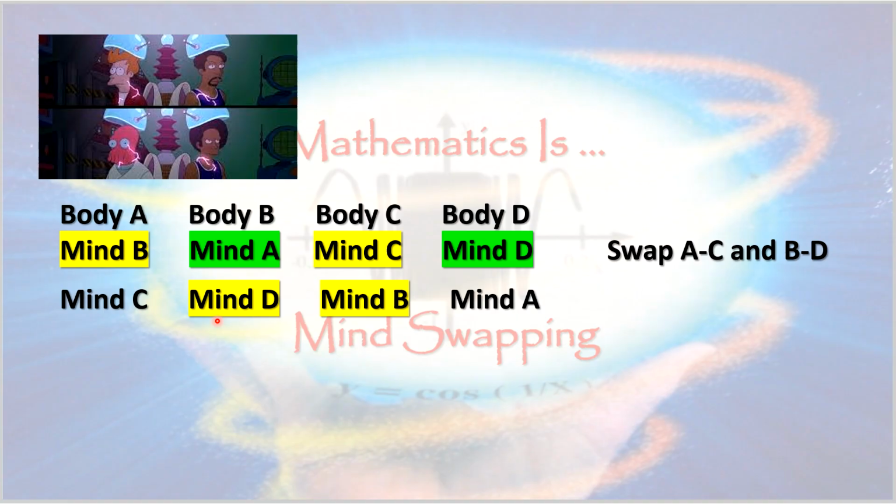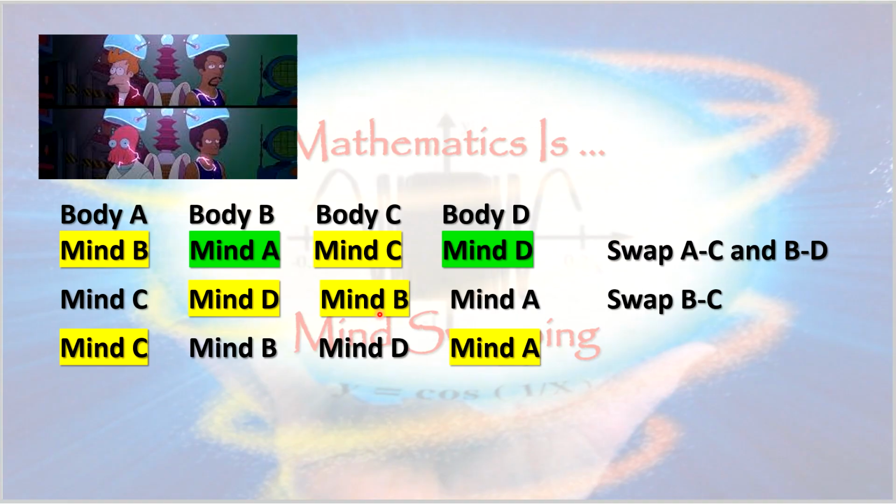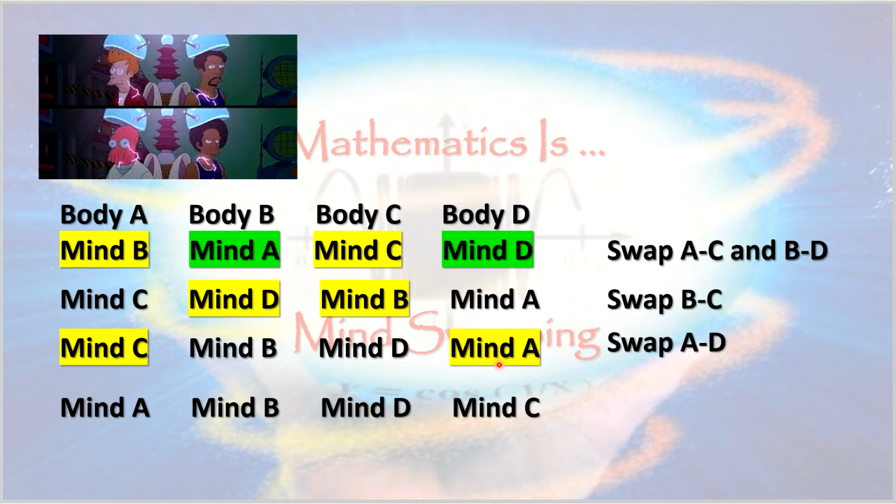Well, body C now has mind B, and that can be returned to its proper body by swapping B and C. So mind B goes to body B. We're good. Mind D goes to body C. Now let's swap bodies A and D. That returns mind A back from body D to body A. Mind C is now swapped to body B. Well, A and B are now restored. C and D are left reversed, but the machine has not been used on them yet, so we can swap C and D and all is well.